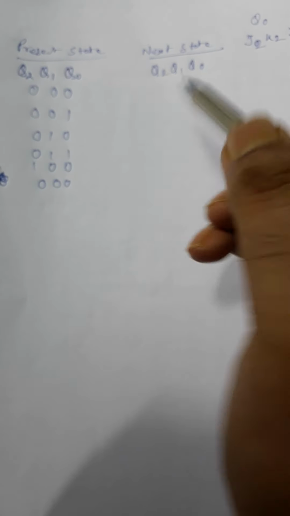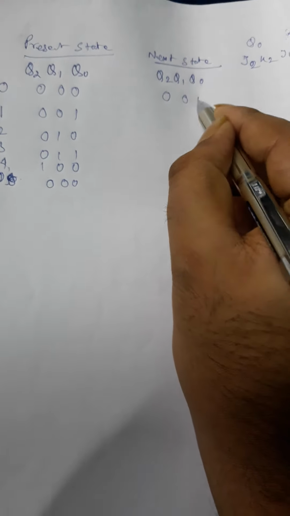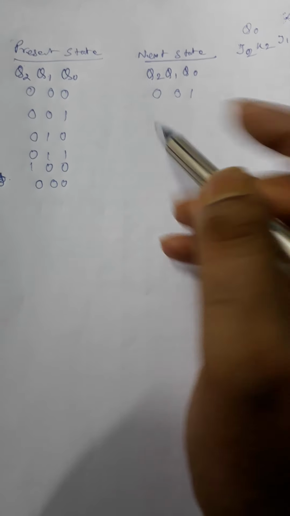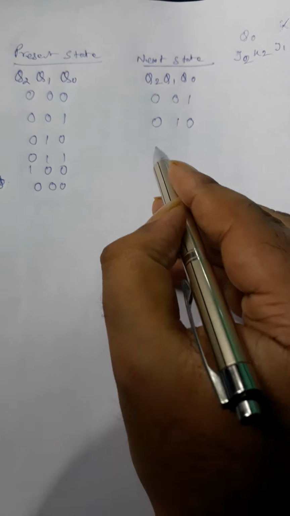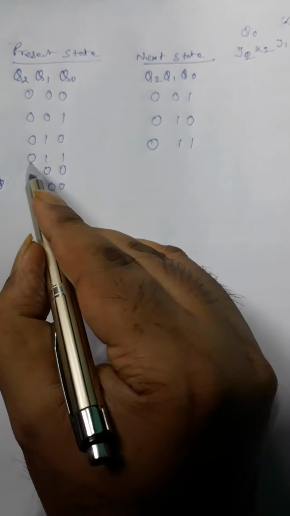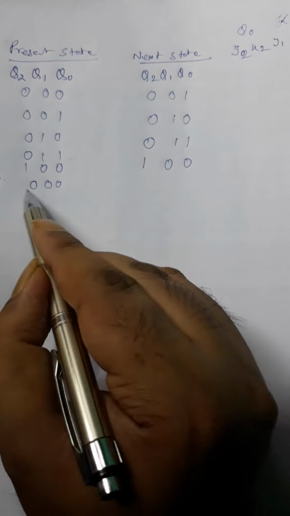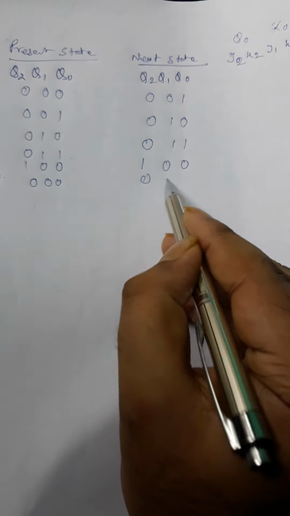Now what is the next state of 0, 0, 0? The next state of 0, 0, 0 is 0, 0, 1. So we are writing 0, 0, 1 here, indicating that this is the present state and this is the next state. Similarly, from 0, 0, 1 it should be 0, 1, 0. From 0, 1, 0 it should be 0, 1, 1. From 0, 1, 1 it should be 1, 0, 0. And from 1, 0, 0 it is 0, 0, 0. So this is how it is changing, right?